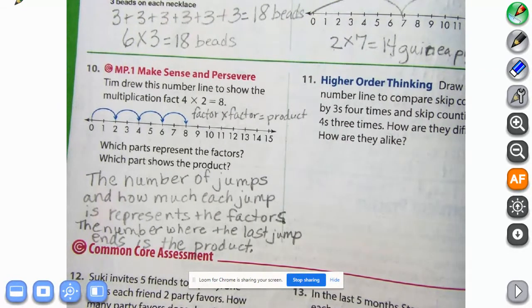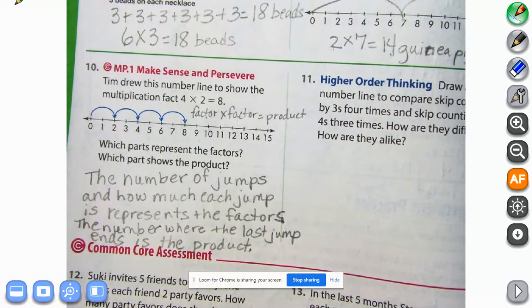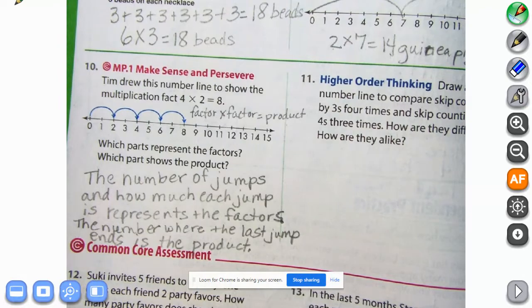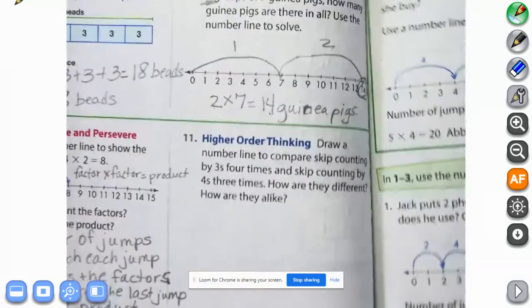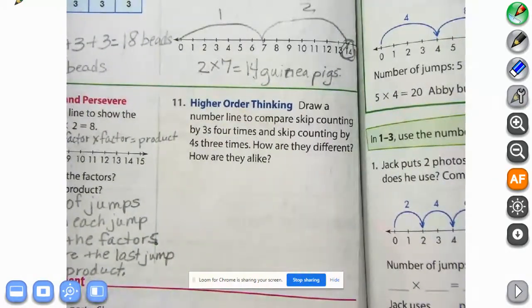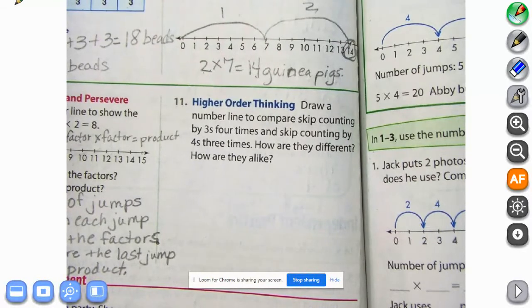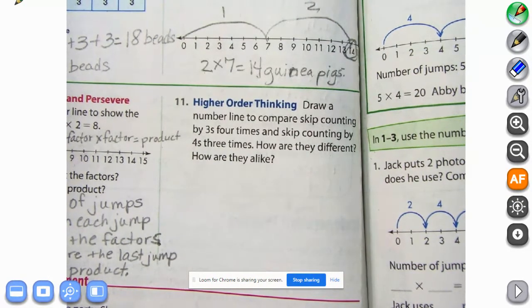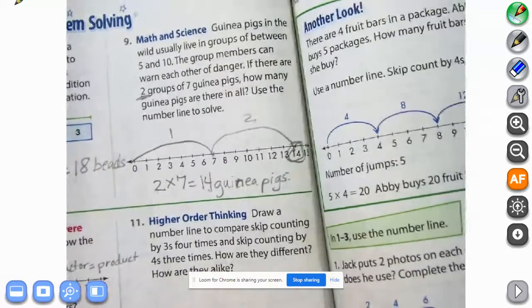Okay, go ahead and get that written down. Okay, let's go to the next one. Number 11. Draw a number line to compare skip counting by threes 4 times and skip counting by fours 3 times. How are they different? How are they alike? Ooh, we're going to have a lot. We're going to write small.